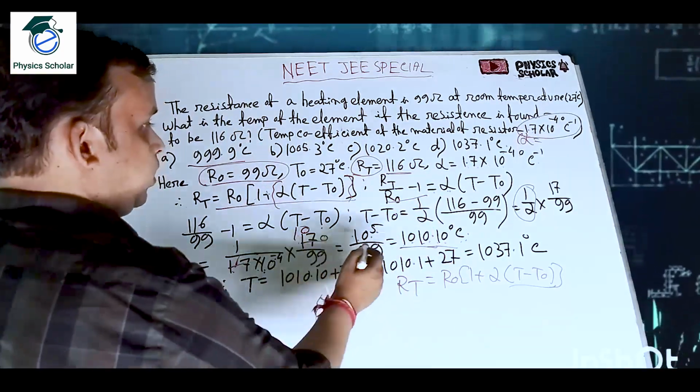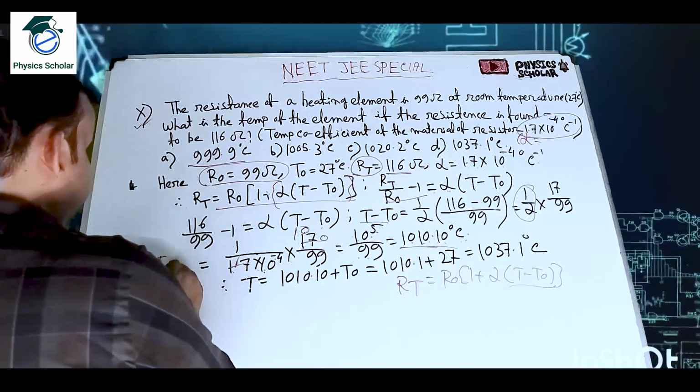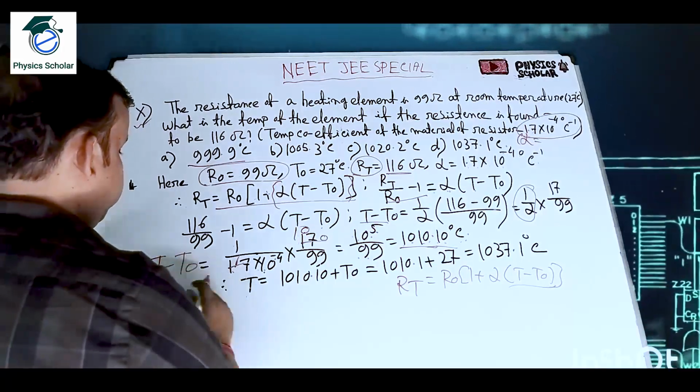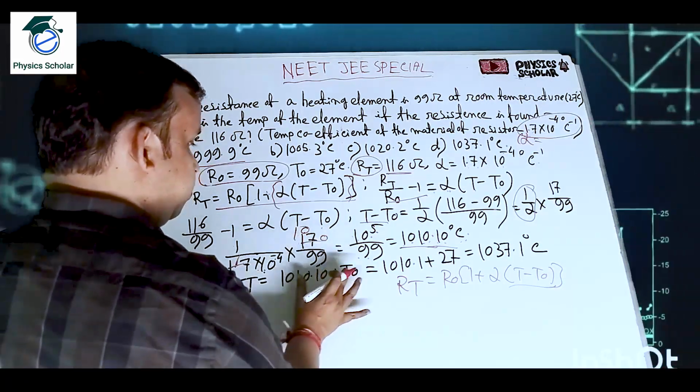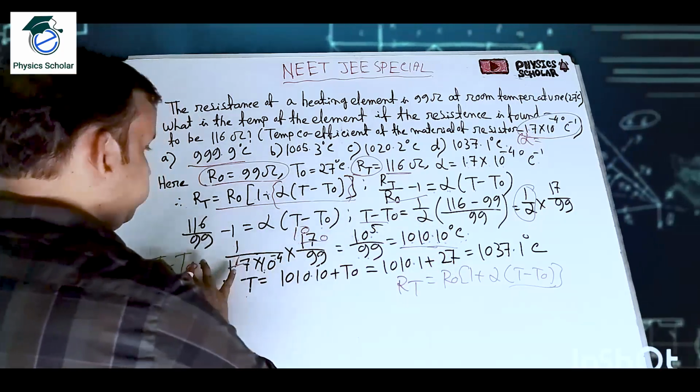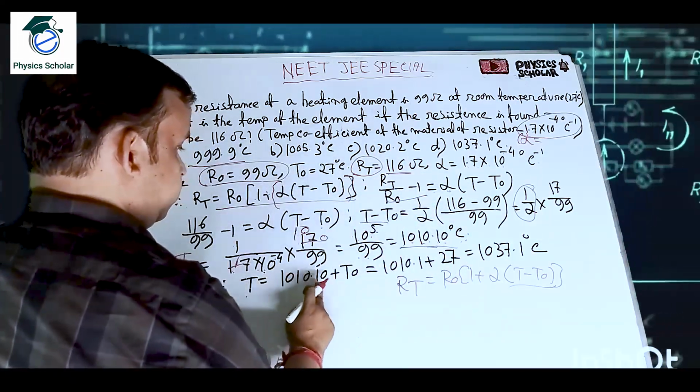Now it is nothing but T minus T0. It is what? T minus T0. So what will be the T? T means this plus T0. Clear? This plus T0. So T0 will go to that side as plus. So this plus T0. Okay.